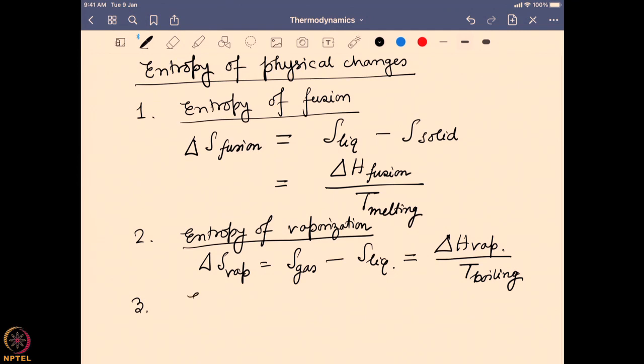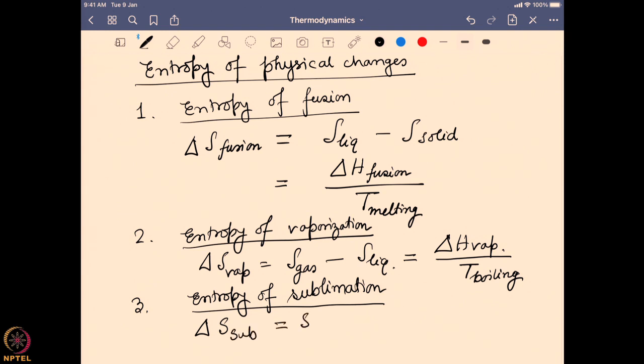Similarly, the other physical change remains, entropy of sublimation, where a solid state directly goes to the gaseous state. This is nothing but S gaseous minus S solid, and that is given by delta H sublimation at the temperature where the sublimation is happening. So, over here you can find that the entropy change of different physical processes can be easily found by the enthalpy change of that particular process divided by the temperature where it is actually happening, which is generally a constant temperature.